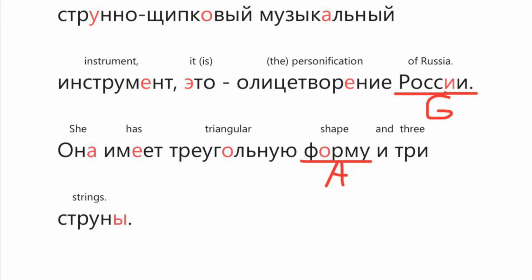You can try this with other words. For example, a book, книга. And if you want to say that she has a book, она имеет книгу. Same, for example, with apartment, квартира. She has an apartment, она имеет квартиру, and so forth.